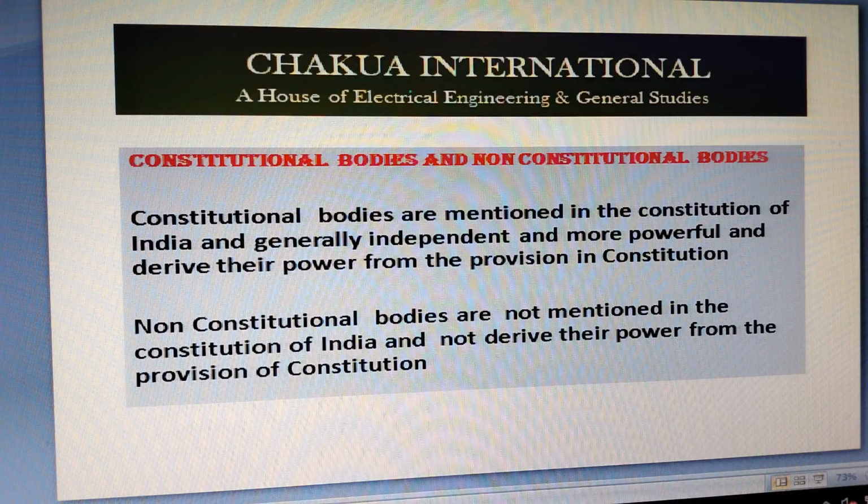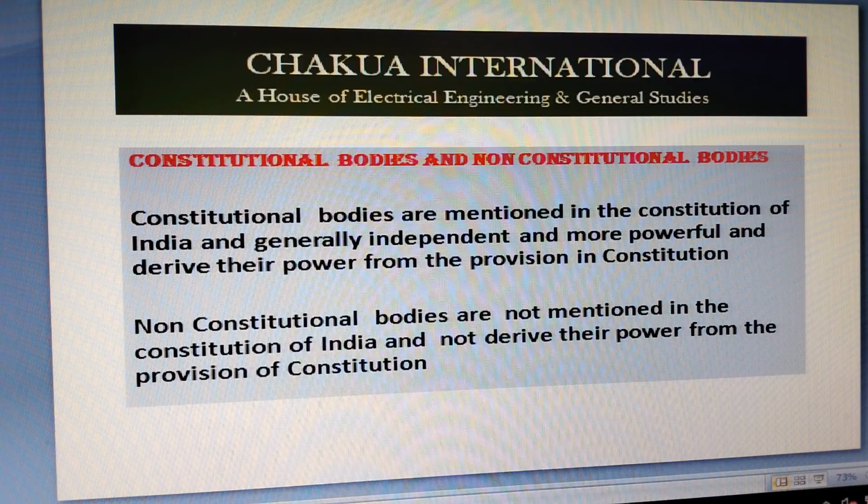Constitutional Bodies derive their power as per the provisions of the Constitution of India. But Non-Constitutional Bodies do not derive power from the Constitution of India; they derive power from the procedure on which these bodies are composed. The statutory body is also a non-constitutional body. The body is created by statute. Statute means an Act of Parliament.